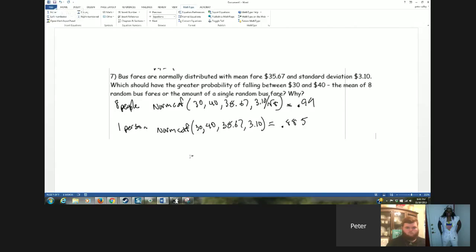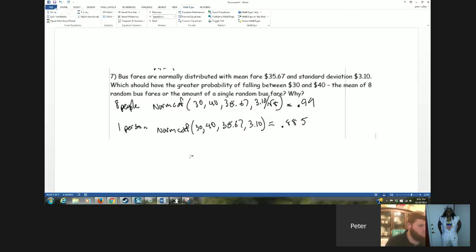I mean, the logic is, if I give what I like to call the freaky fare, if I ask you what's harder to get a freaky fare with, it's harder for 8 people to get an unusual fare than it is for 1 person. So, if I just switch this question to go, hey, between 40 and 45, the 1 person is going to win every time.